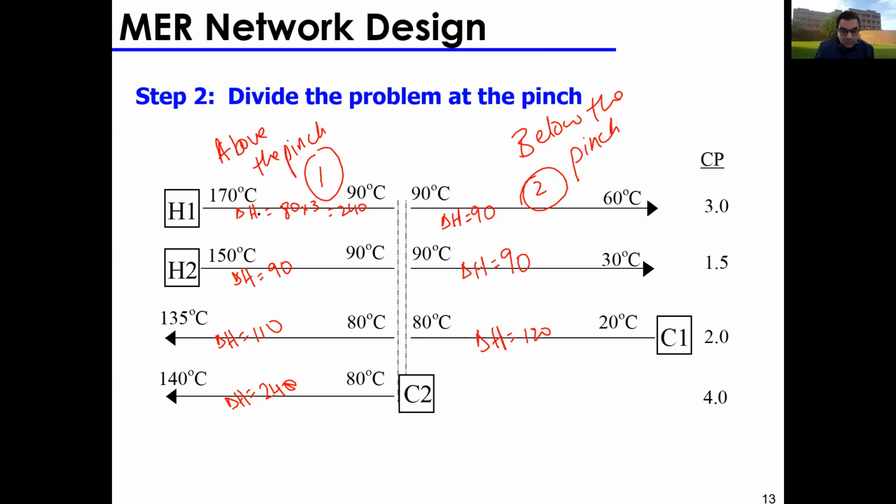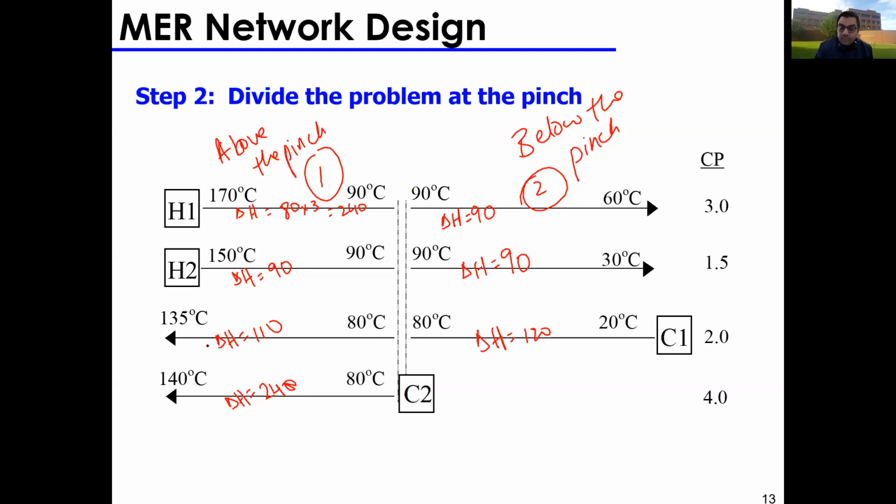So there are rules to determine how we connect these streams. Intuitively you might say, okay, I'm going to connect this guy to this guy, then I'm going to connect this guy to this guy, and then whatever is left, I'm going to add a heater here. Maybe, intuitively it might make sense, however, this violates the rules.